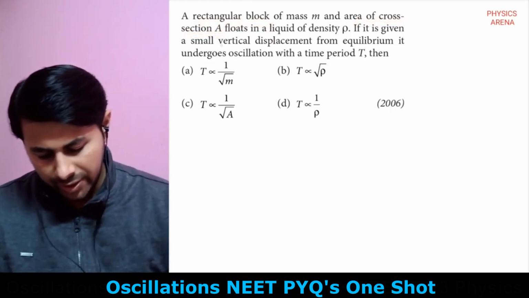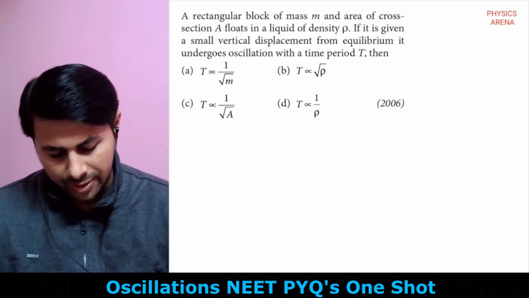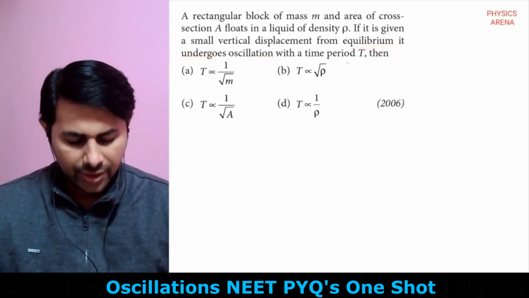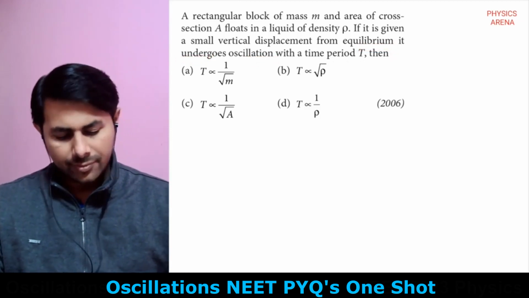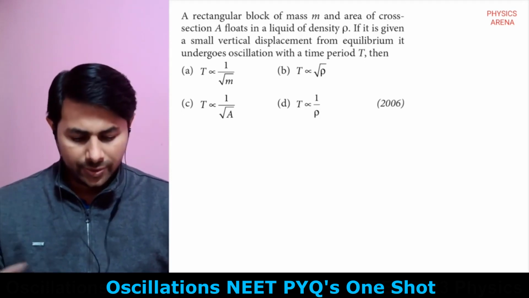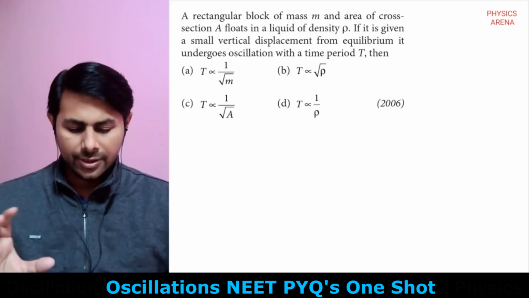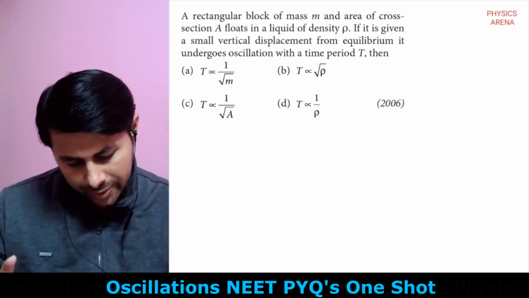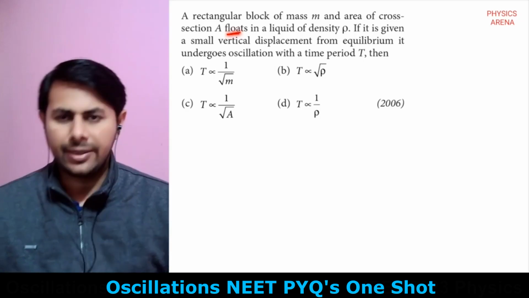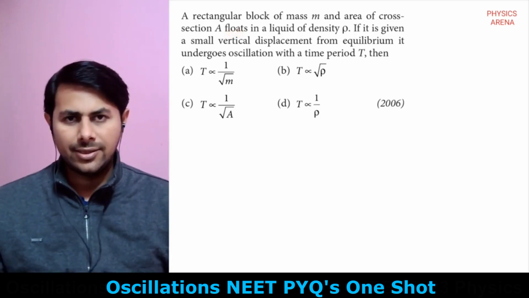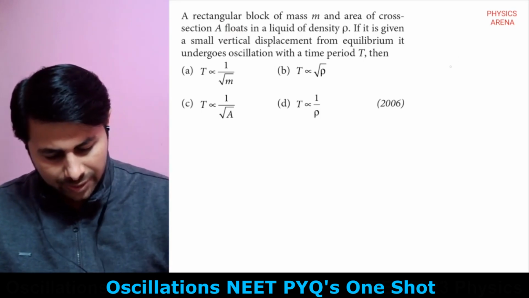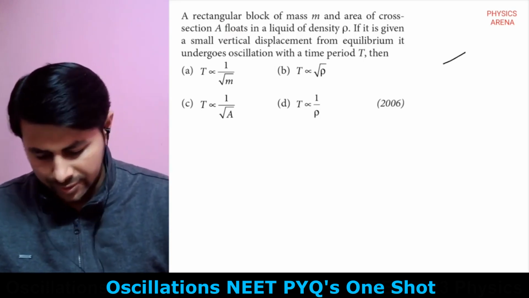A rectangular block of mass m and area of cross section A floats in a liquid of density rho. If it is given a small vertical displacement from equilibrium, it undergoes oscillation with time period T. Then, okay. When you put a block in a liquid, if it floats, that means its density is less than the density of the liquid, right? This is from Archimedes.